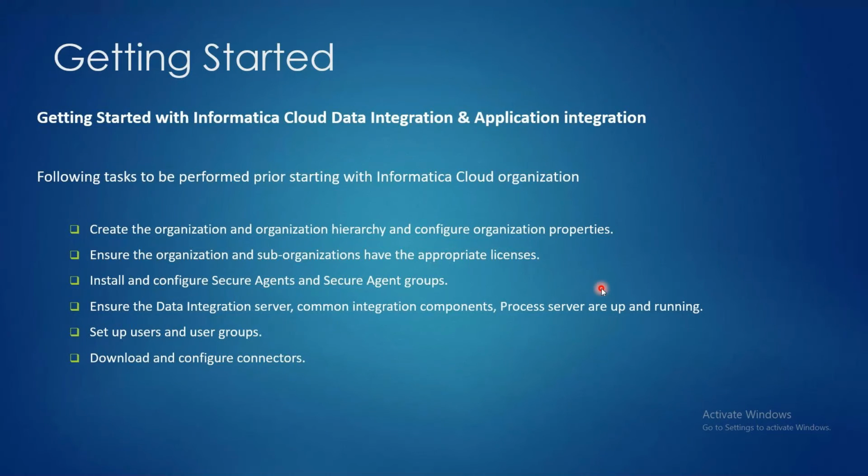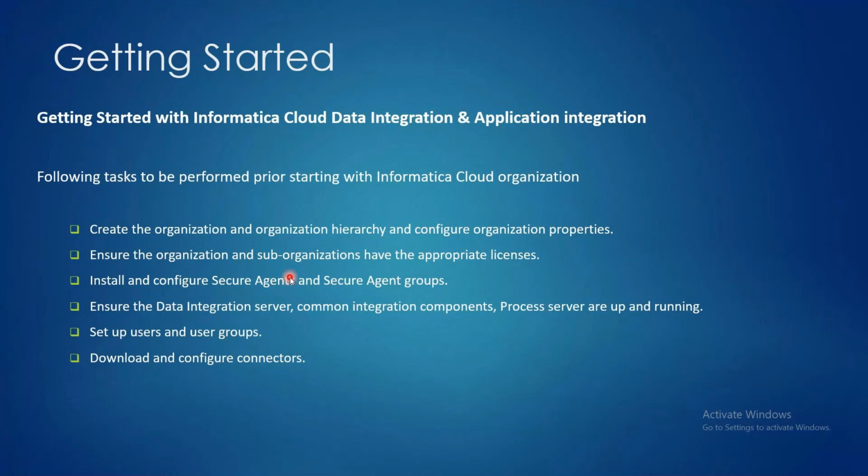We need to understand how to get started with Informatica Cloud data integration and application integration. So, we need to create an organization. We need to have some licenses, install and configure secure agent groups, and ensure the data integration server and common integration components are all up and running. You have to set up your users and groups, and download and configure your connectors. So these are the steps that you have to do.